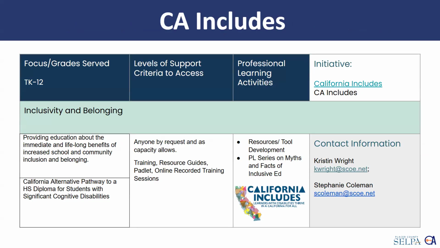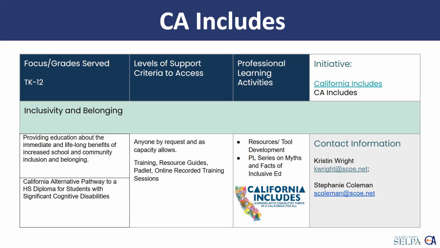Thanks, Lori. I'm excited to see that problem of practice because it marries really nicely into a lot of the work that we do in California Includes. At the heart of our work is to expand understanding and awareness around the benefits of inclusive educational settings. One of the pieces we have spent a lot of time over the last few years talking about is the alternative pathway to a high school diploma for students that have significant cognitive disabilities, or as we often say, extensive support needs, students who are eligible for the CAW.